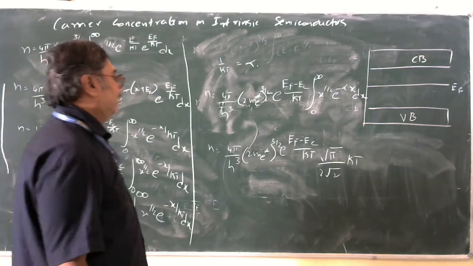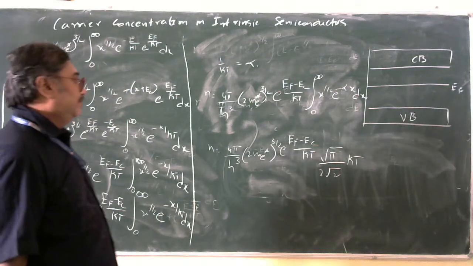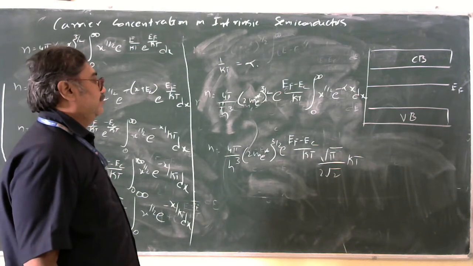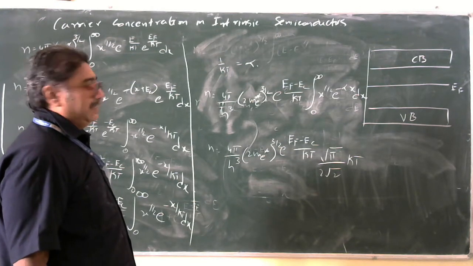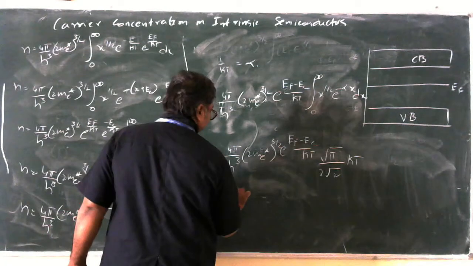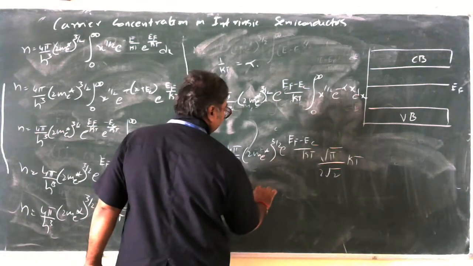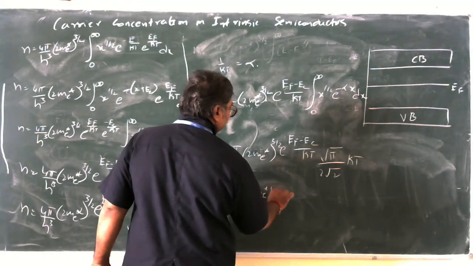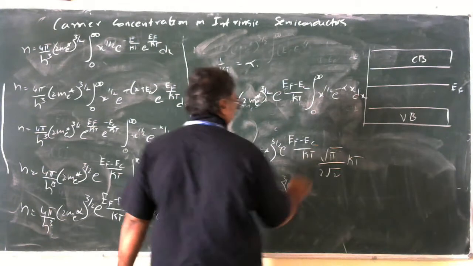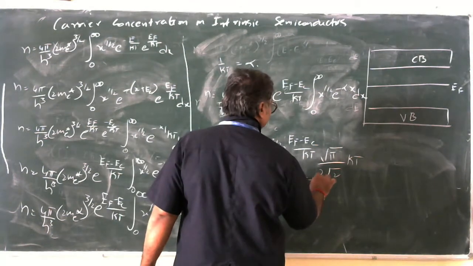This is what we are going to get. So 4π/h³ into (2m*)^(3/2) by √π/2 (√2 kT) exponential of (EF − EC)/kT. So when you solve this, what are we going to get? We are going to get n = 2 (2π m* kT/h²)^(3/2) exponential of (EF − EC)/kT.